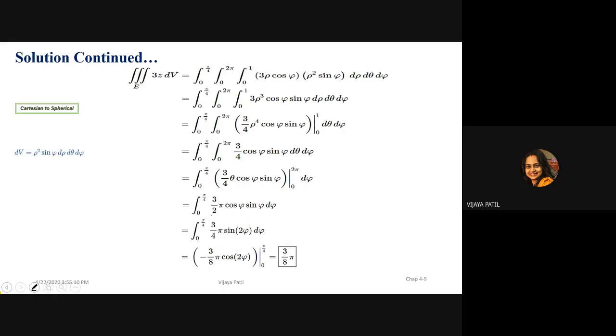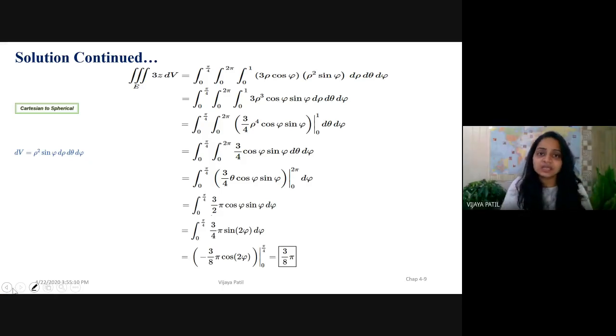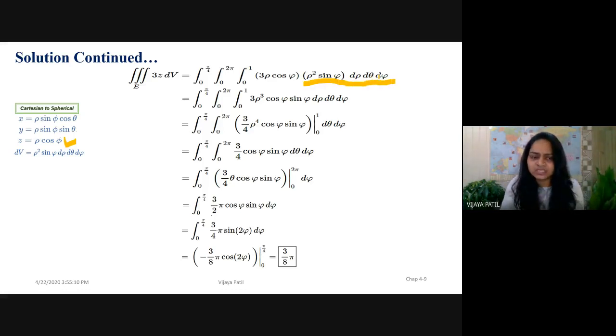I just wanted to make you understand how to take the limits, how to identify theta, phi and rho here, and how to put this conversion. Now here this 3 times z is 3 times rho cos of phi, which is nothing but a conversion. This is rho cos of phi, and this is rho sine phi d rho d theta d phi, which is my volume element, and so on. And therefore after solving these integrals, you'll get the answer.